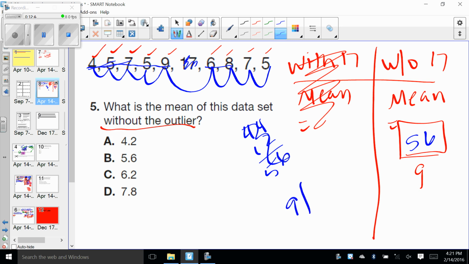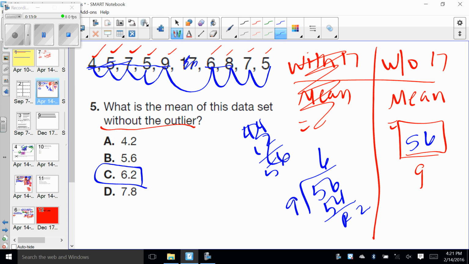So how many 9s go into 56? How many times, guys? You should be thinking about that. 9 times 6 is 54. Remainder 2. So our answer should be 6.2, C. Okay, so number 5, 6.2, C. That's without the 17 in there.